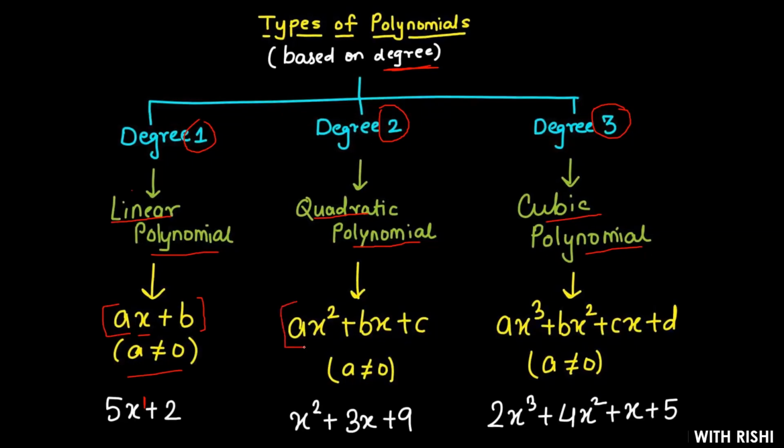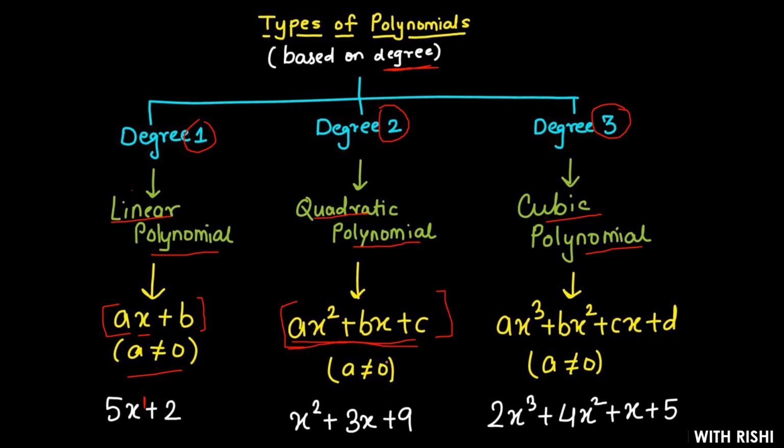Next, quadratic polynomials. Here the general expression becomes ax square plus bx plus c. This is my expression. In an equation, we would equate it with 0. But here we are only talking about the expression because we are talking about polynomials.